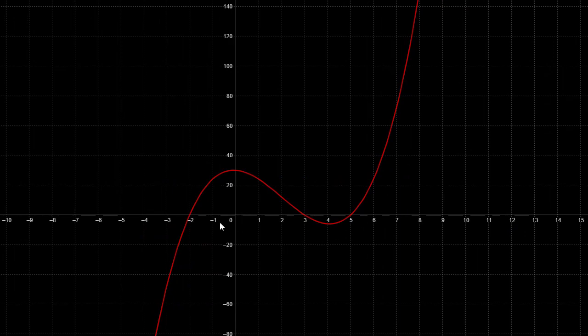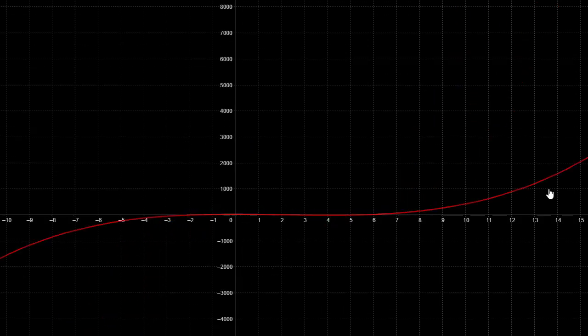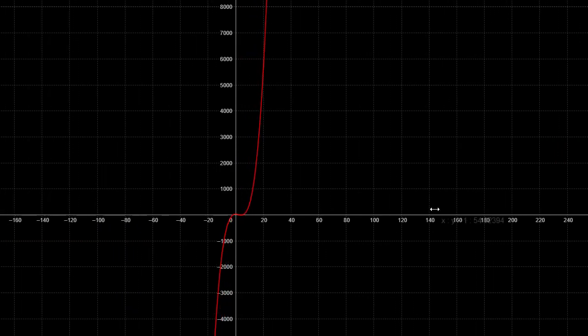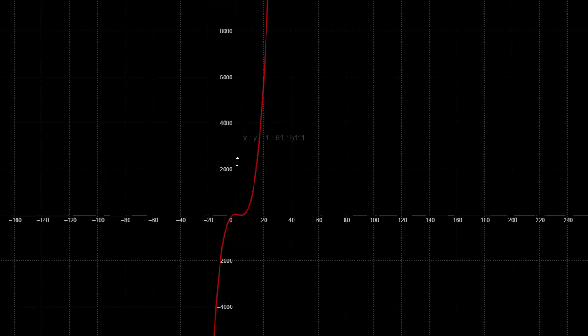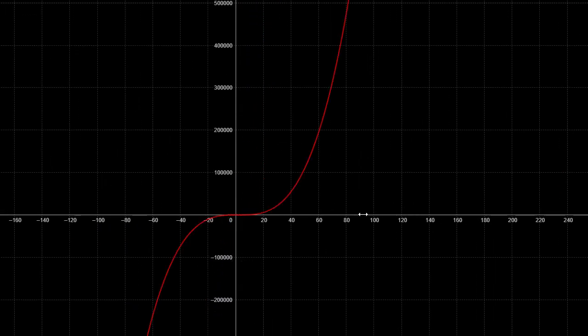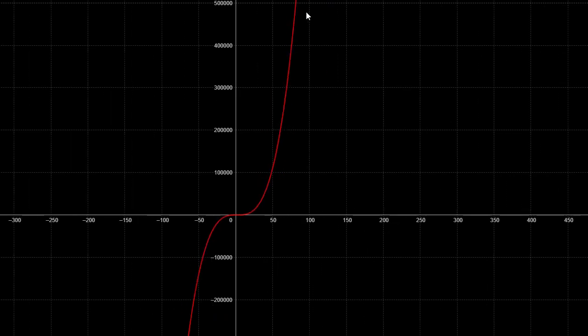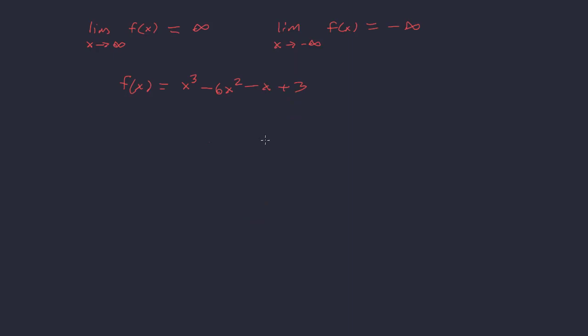However, when we zoom way out, all of this detail disappears. Especially if we go way out, now this just looks like x cubed. In fact, this function is actually x cubed minus 6x squared minus x plus 3.